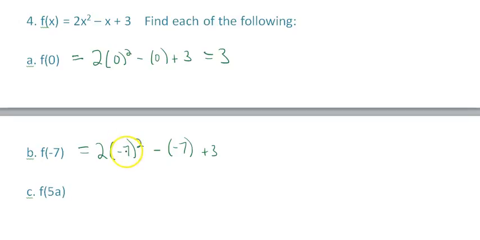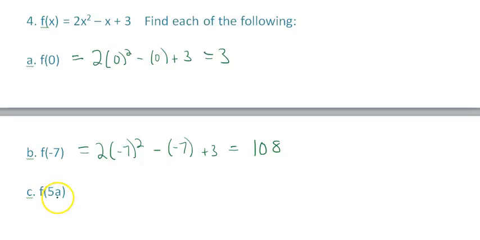If you're doing it in your head, you're thinking negative 7 times negative 7, which will give you a positive 49. And here you have a negative minus a negative, which will become plus a positive. So if you calculate all that, you should get 108. And if you're just needing to practice typing in your calculator, go ahead and type it in and make sure you get 108.